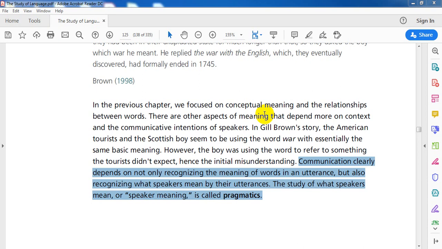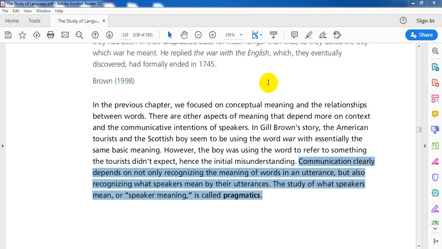Most important to know is that when we talk to each other, we are after communication, and while we communicate with each other, we are after sending a message, and this message must be identified and recognized clearly, otherwise the listener may misunderstand the message that we are after. I highlight some lines here on page 125, which is the first page in chapter 10.